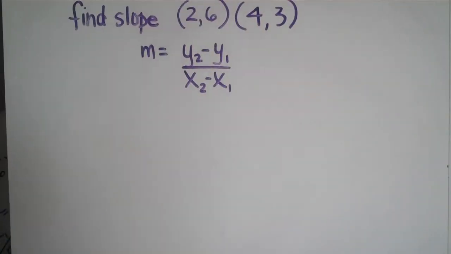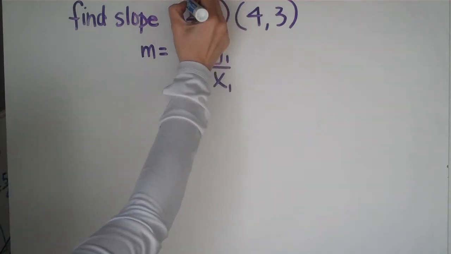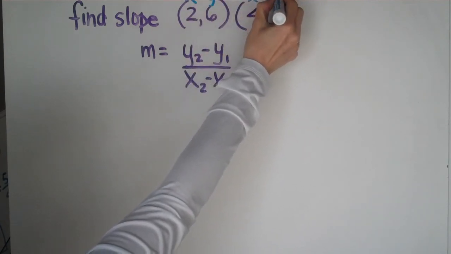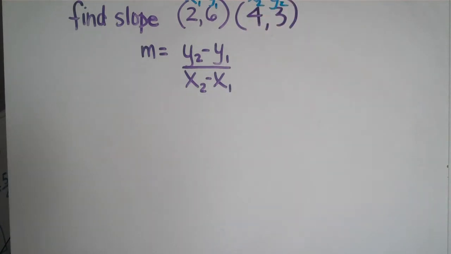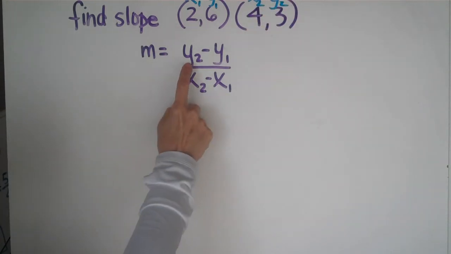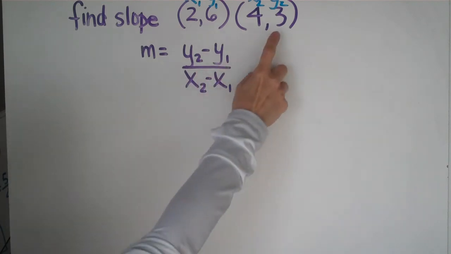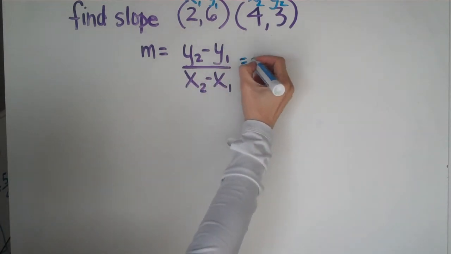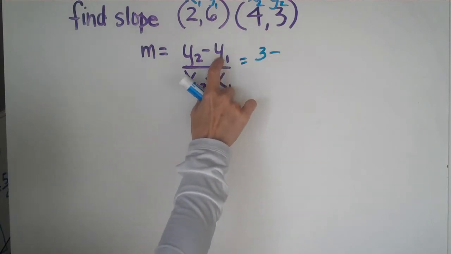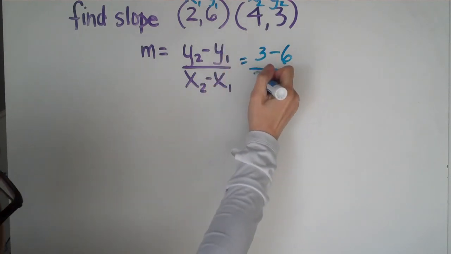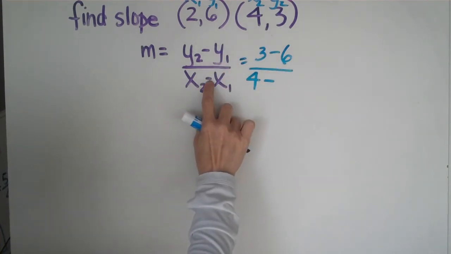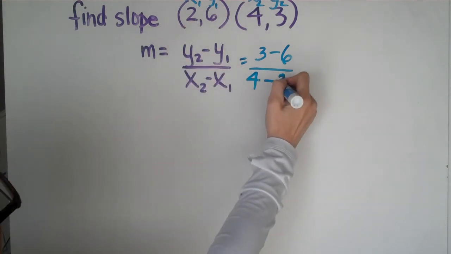Just want to make sure you're really comfortable with slope, because slope is a really big topic for us. Okay, let's go ahead and label these points again. x1, y1, x2, y2. Okay, substitute it in. We have y2 minus y1, so y2 is 3, minus y1, which is 6, over x2, which is 4, minus x1, which is 2.